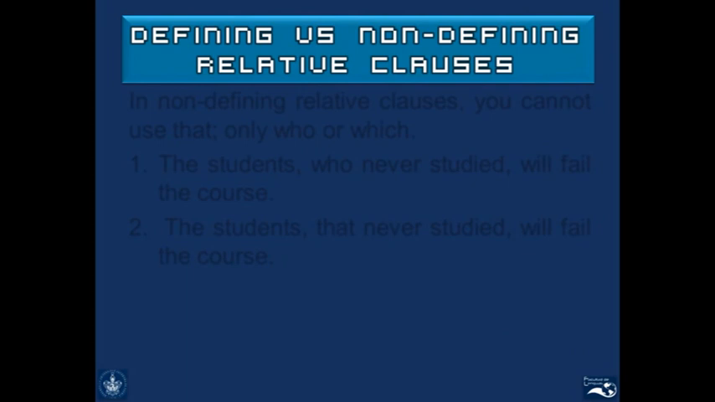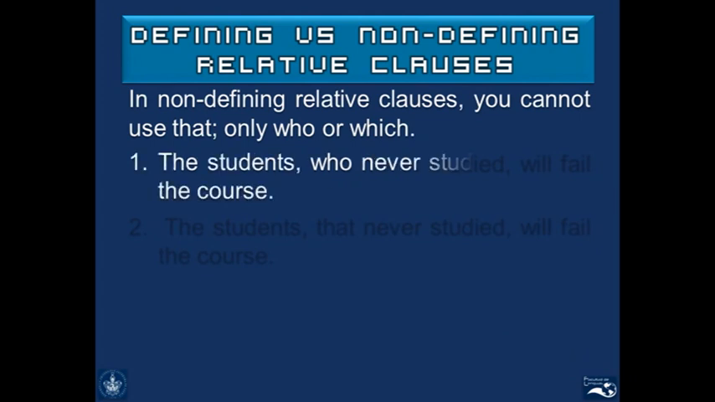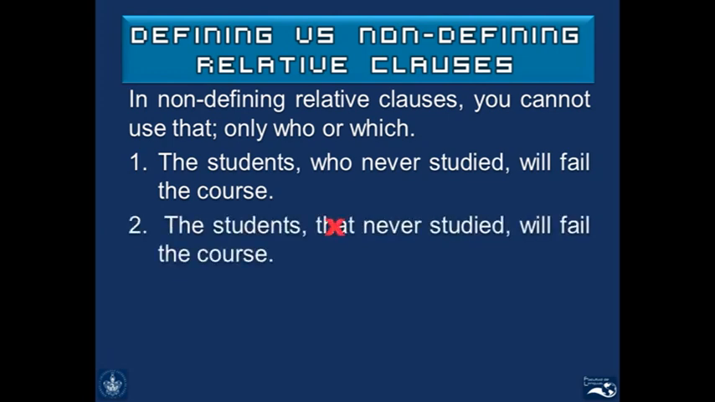However, in non-defining relative clauses, you cannot use that. You can only use who or which. For example, the students, who never studied, will fail the course cannot be said the students, that never studied. This is grammatically incorrect. You can never use that in a non-defining relative clause, and we can indicate, if you remember, that it's a non-defining relative clause because there is a comma, there are commas.